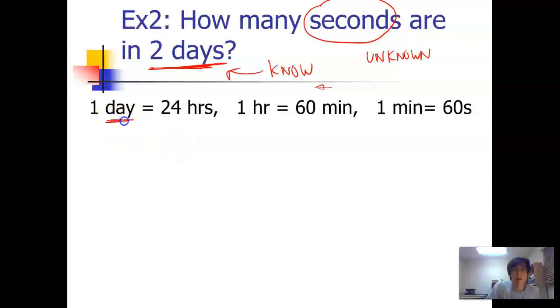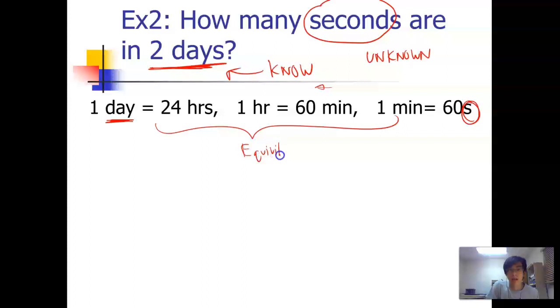I first begin with my starting unit, my day, right? And I know that 1 day is equal to 24 hours. I know that 1 hour is equal to 60 minutes. And I have 1 minute that's equal to 60 seconds, right? And I want to end in seconds. So, therefore, there are 3 steps I have to do using my 3 equivalent statements, okay? Because I know that they are all equal to each other in the same quantity, but are measured on a different scale based on their units. Those are my equivalent statements.